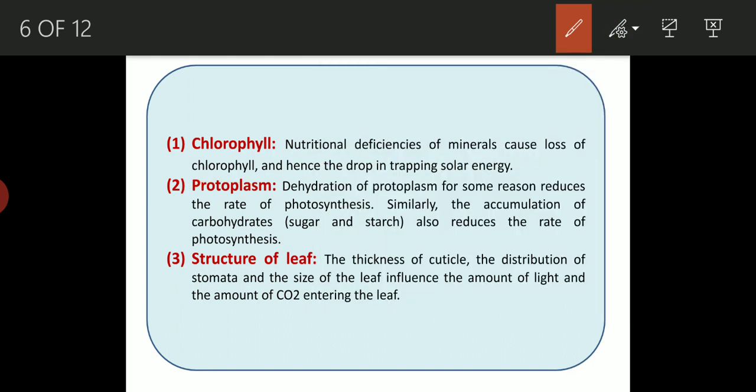And what is the function of chlorophyll? Chlorophyll actually traps solar energy, the sunlight. If there is loss of chlorophyll, then it will not be able to trap the solar energy properly. As a result, it will affect the rate of photosynthesis.